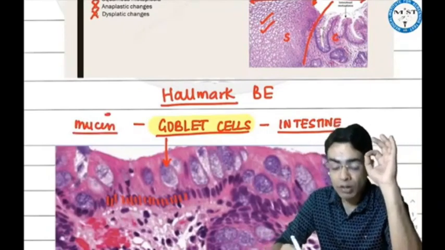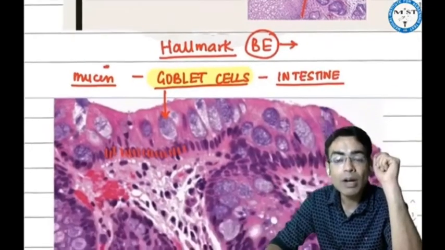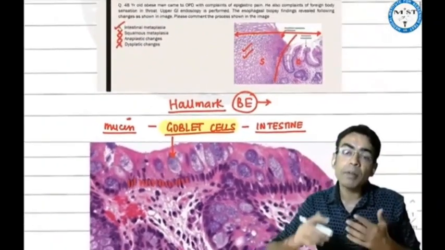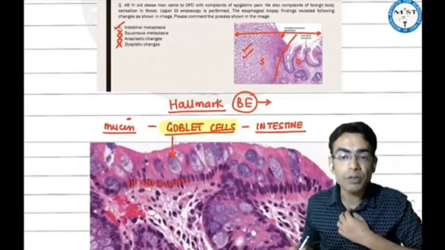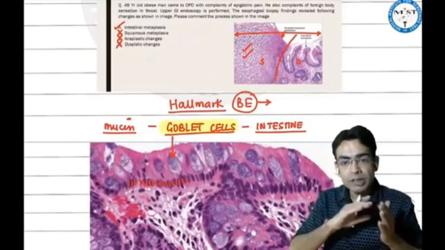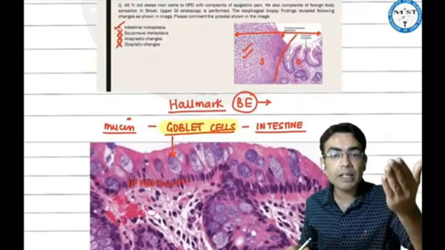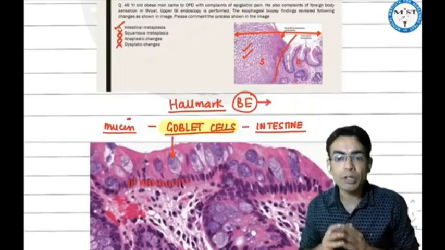And the third thing, which is very important with Barrett's esophagus, is that it is a pre-malignant condition. Why do we call it a pre-malignant condition? See, why is Barrett's happening? Barrett's is happening because of the continuous insult to the lower part of the esophagus. So the cell is trying to adapt to this insult. First the adaptation will happen, and this metaplasia will happen in the adaptation.